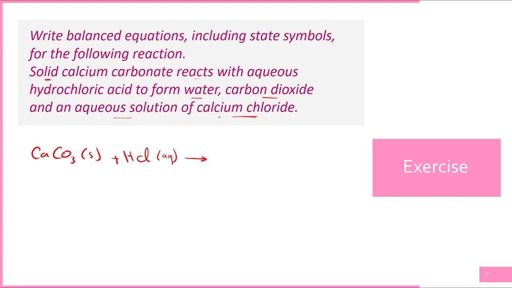To give, let's write first the major product, calcium chloride CaCl2, and again AQ for aqueous. Notice we wrote Cl2, not just Cl, because calcium is divalent and chlorine is monovalent. Water H2O and L for liquid, and carbon dioxide CO2 and G for gas. Now you can see that for balancing the chemical equation, we need to multiply the hydrochloric acid by 2.